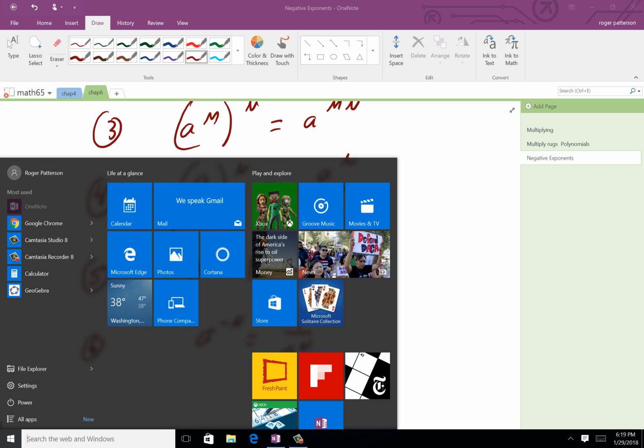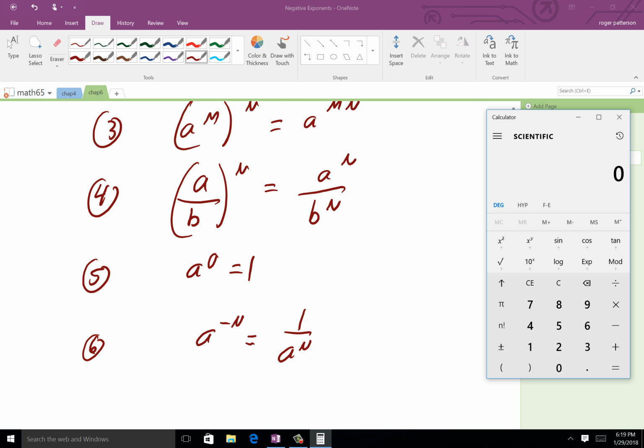So for example, pull up my little calculator here. If I go to 2 to the negative 3, it's 0.125, which happens to be 1/8. All right, so if I go 2 to the negative 2, then it's 1 over 2 to the 2nd, or 1/4, which is 0.25.